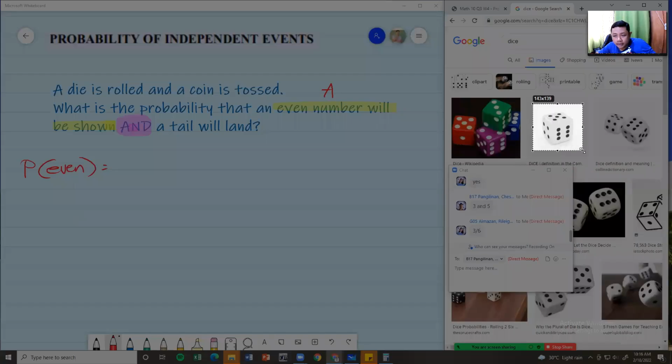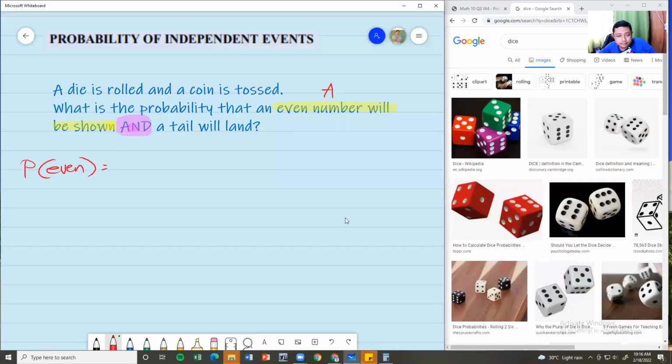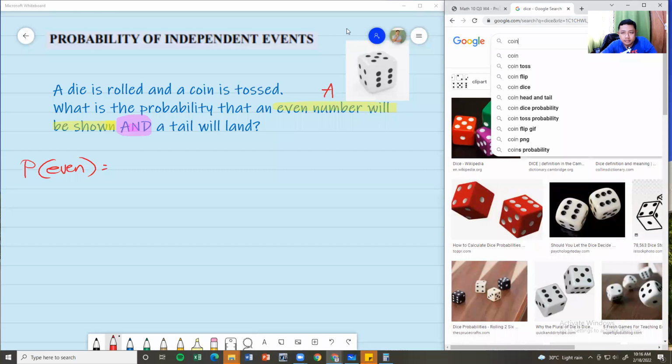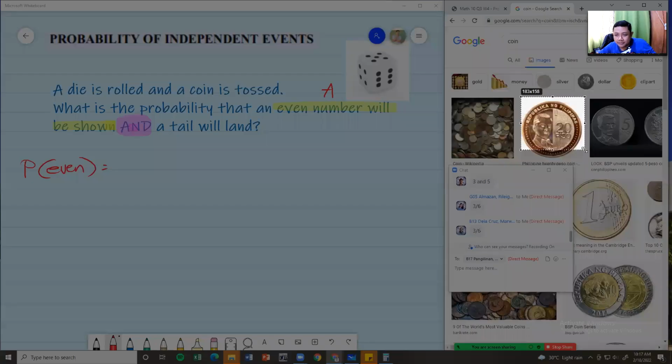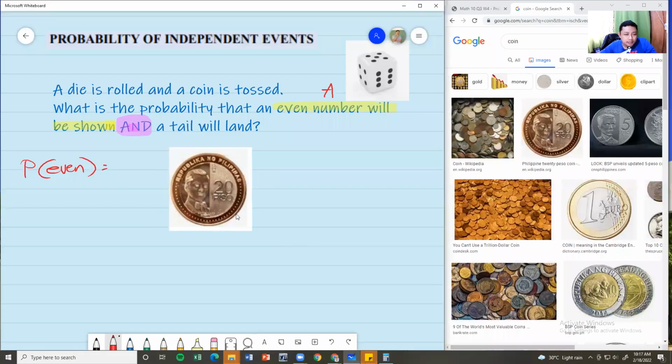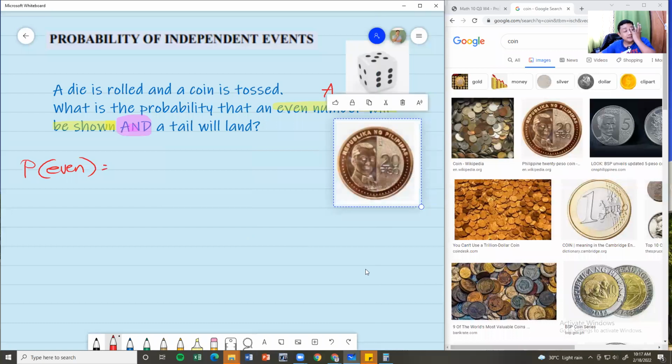Okay, so kailangan ko ng isang die. That's for my A. Ayan. At kailangan ko rin ng coin. Ayan, 20 pesos. Yan. Okay. So, what's the probability that an even number will be shown? Type it in the chat box, please.